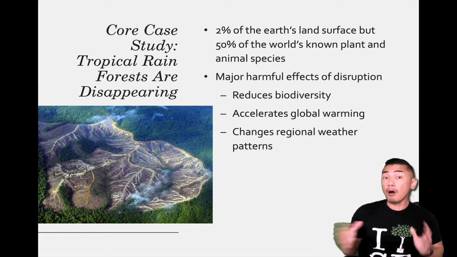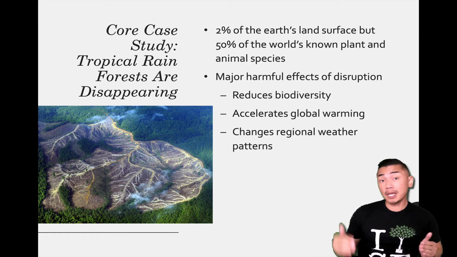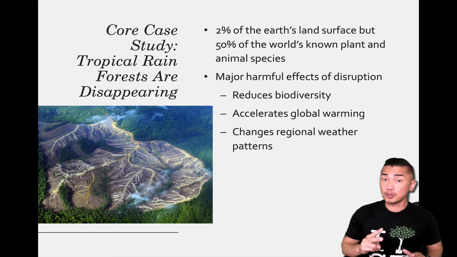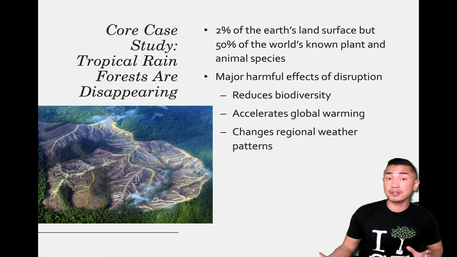Chapter 3 is all about ecosystems, and the case study that this chapter starts off with is the loss of tropical rainforest around the world. Even though tropical rainforests only cover about 2% of the Earth's land surface, they contain about 50% of the world's biodiversity, biodiversity being the world's plant and animal species.